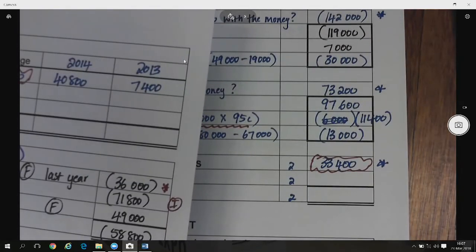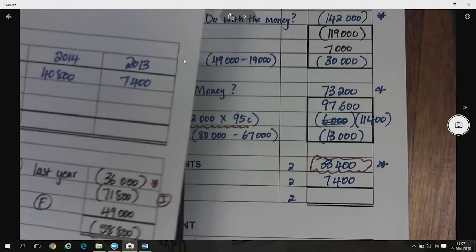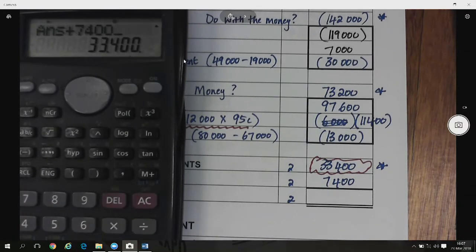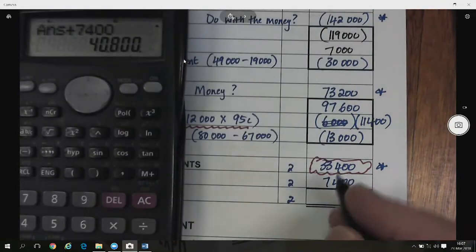What was the cash at the beginning of the year? It was 7,400 at the beginning of the year. And if you take your calculator and you say plus 7,400, that gives you the 4,800 that it was at the end of the year.